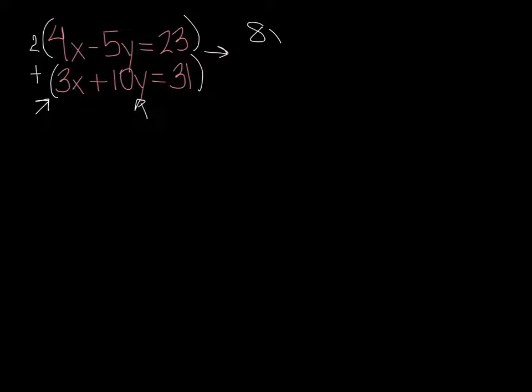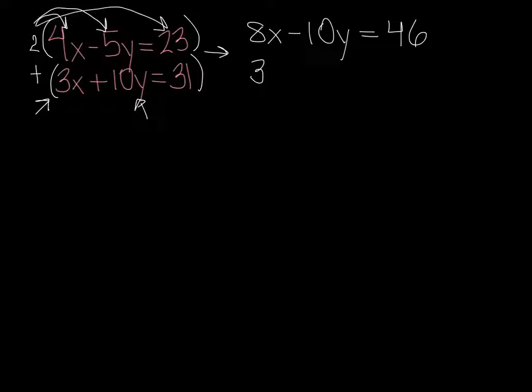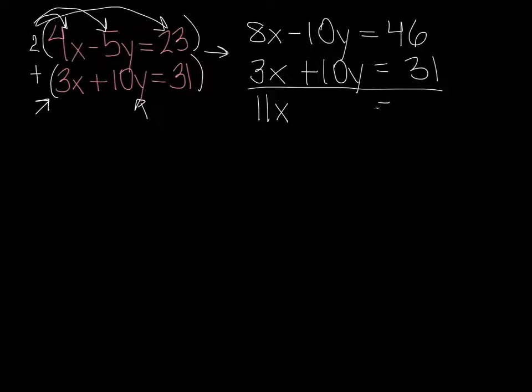So 8x, notice how I'm setting it up again, you guys. Make sure that your setup is nice and neat. Minus 10y, and then equals 46. Now sometimes you will have to multiply both equations by something, but in this example, I didn't have to, because now I have opposites. So now I add them together, so I get 11x equals, and I add that together and I get 77. Well, this is going to work out nice, isn't it? So when I divide by 11 on both sides, I end up with x equals 7.